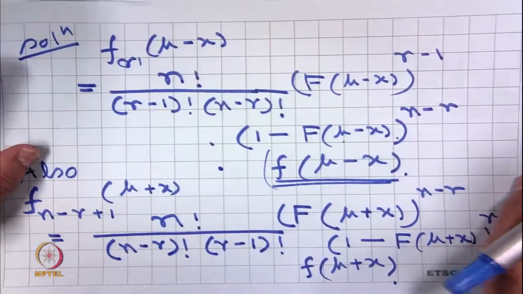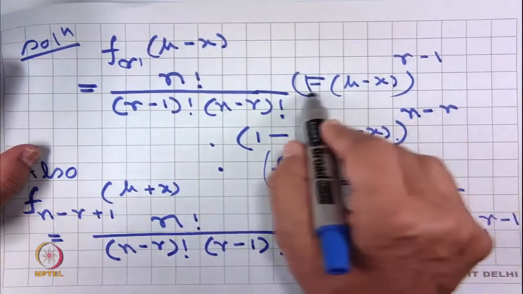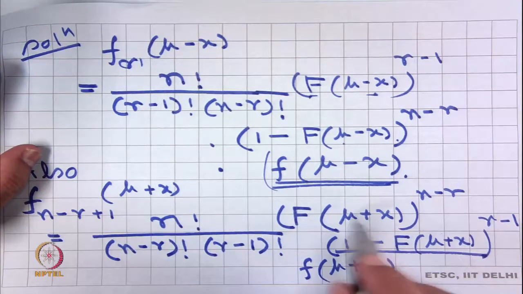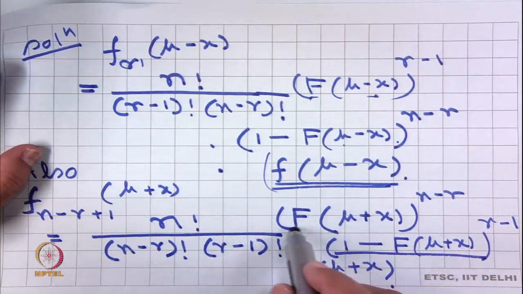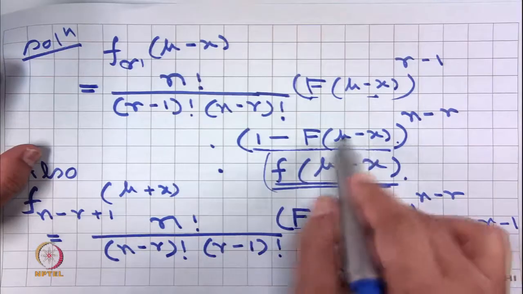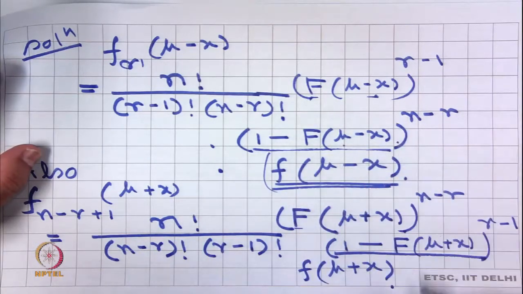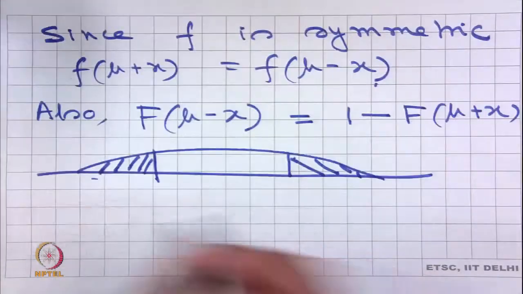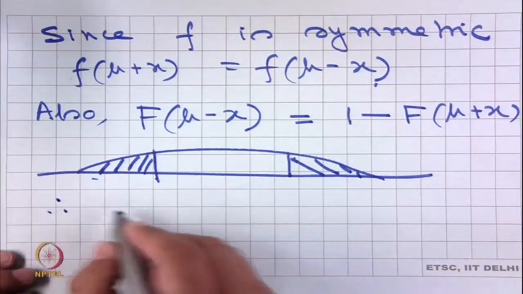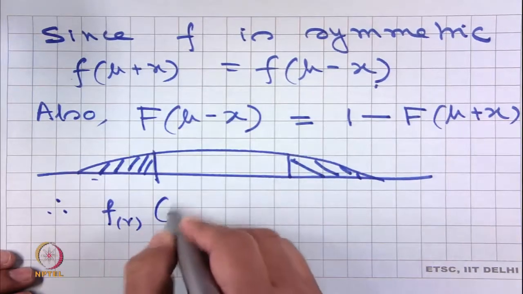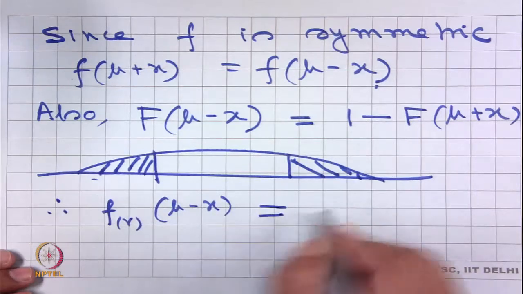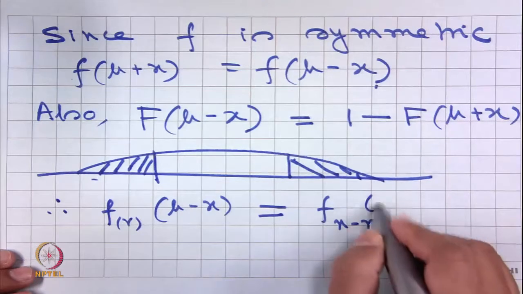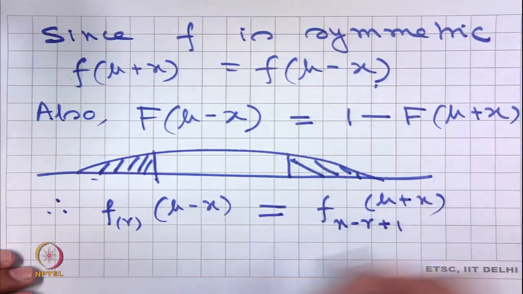Therefore, if I put instead of f of mu minus x, 1 minus f of mu plus x, and instead of f of mu plus x, 1 minus f of mu minus x, we can see that these two terms are same. That is, therefore, f r at mu minus x is equal to f of n minus r plus 1 at mu plus x.